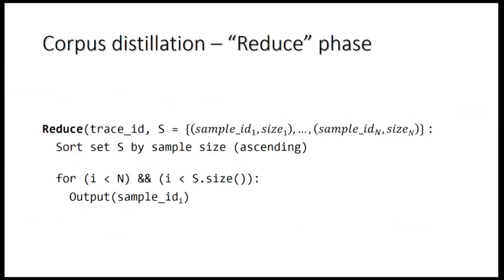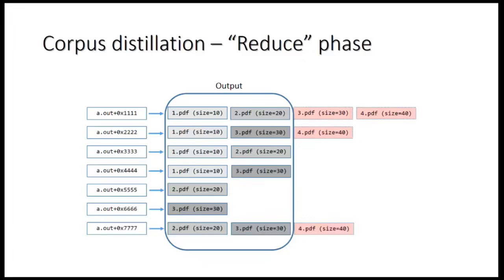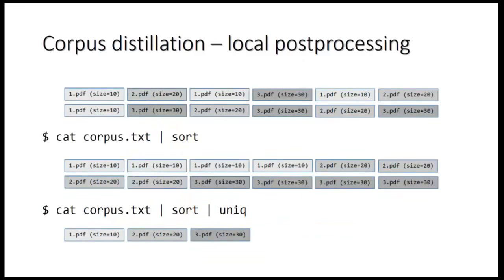And then for the reduce phase, for each of the traces, we just sort the list by the size of the samples and then choose the n smallest ones and output them. So here we start with this input. We sort the files by size and then choose the n smallest ones, which in this case is 2. And this is our output. At the end, we end up with this list of files at the top, and then we sort it and get a new unique list, and we end up with a total of 3 out of 4 files in the initial corpus.